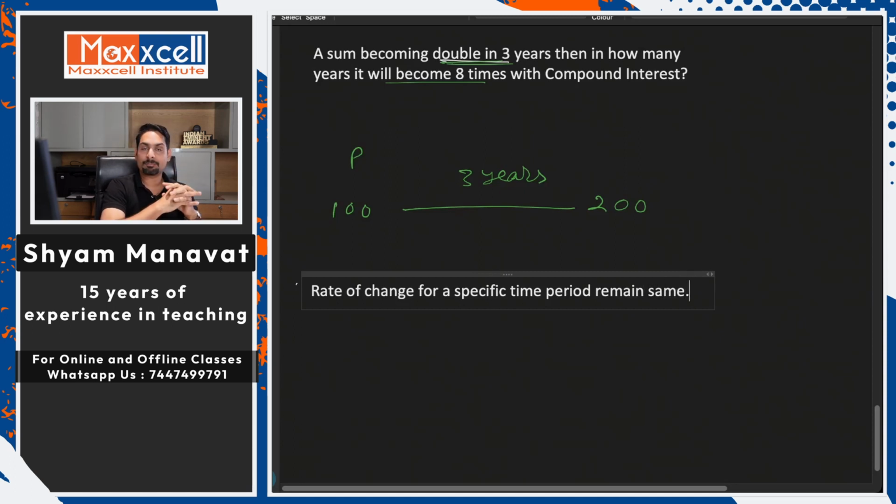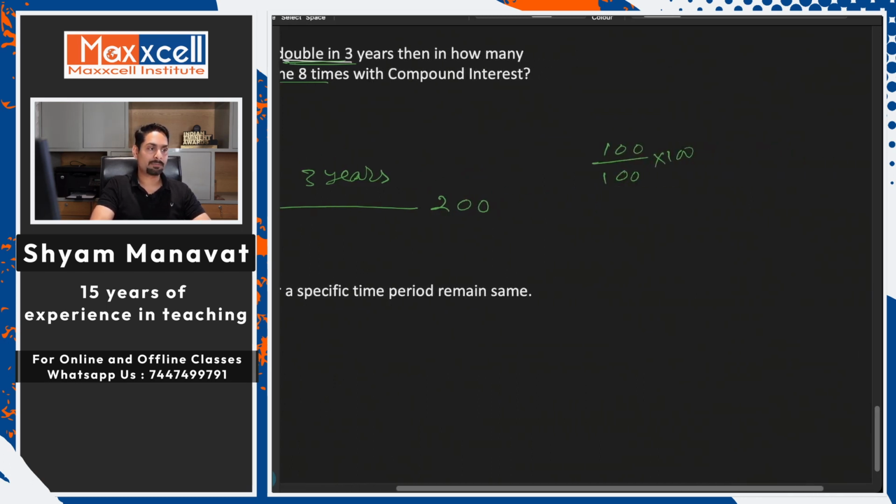If it is given that for 3 years it is becoming double, so the rate of change is what? 100%. If anything becomes double, then the rate of change is what? 100%. Now to understand this, you need to rewind the percentage lectures. There I have discussed this. So you can see the rate of change. What is the change value here? 100 becomes 200, changing by 100, from 100 into 100 to convert into percentage.